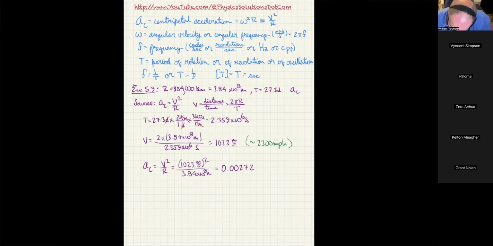And that gives me 0.00272. Now, we've been using 3 sig figs on everything, so this should be good to 3 sig figs, and I get 0.00272 meters per second squared is the acceleration of the moon, and that's the answer. Anybody have any questions on that?